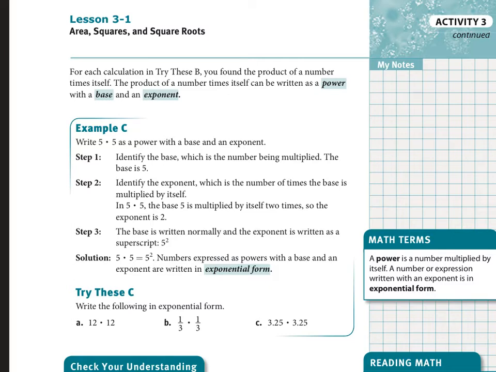So example C here. If we want to write 5 times 5 as a power with a base and an exponent, the base is going to be 5. Here's the format. You have a base raised to a power, or exponent, sometimes they're called. It's a shortcut way to write a number times itself a certain number of times. So this is what it looks like for that example.